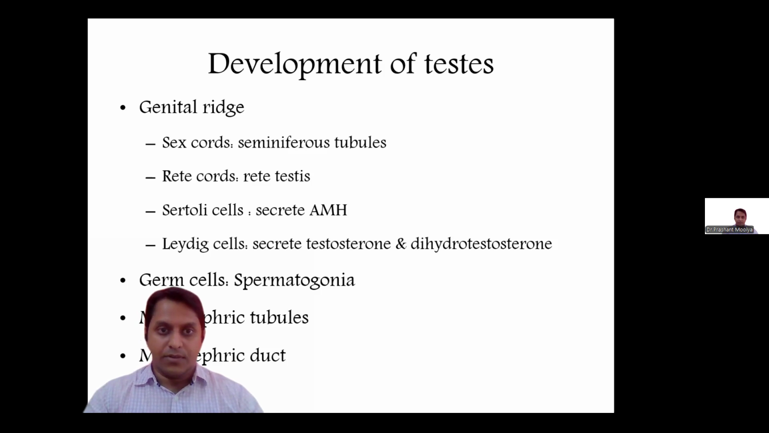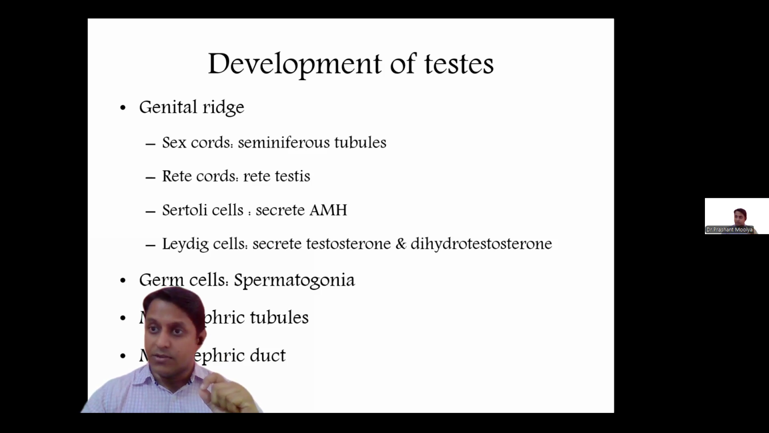These Sertoli cells secrete anti-Mullerian hormone. It means the hormone which acts against the Mullerian ducts, which means the paramesonephric ducts. They're also called Mullerian ducts. It acts against these and inhibits female reproductive tract development. Simultaneously, it also stimulates Leydig cells, which secrete testosterone and dihydrotestosterone, which help in the development of the male genital system. So let us see what happens next.